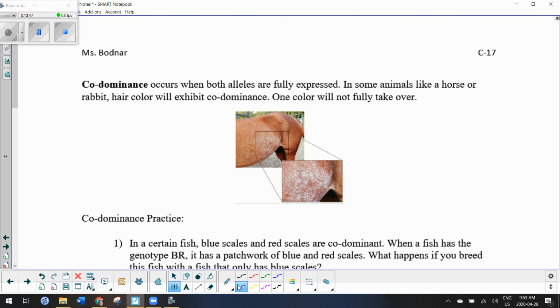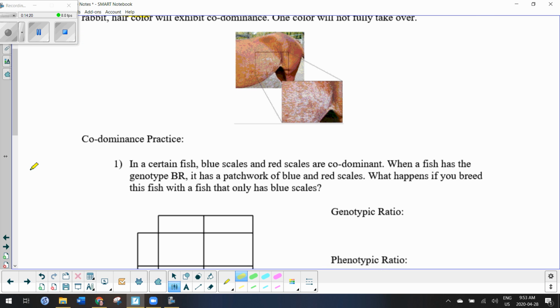And now we're going to talk about codominance. Okay, so codominance occurs when both alleles are fully expressed. So you have nothing overtaking another. If you look at this picture, horses and hair in a lot of animals will exhibit codominance. So here you have brown and white both being dominant, which is why you see some hair that's brown and some hair that's white. So one color is not going to fully overtake the other.